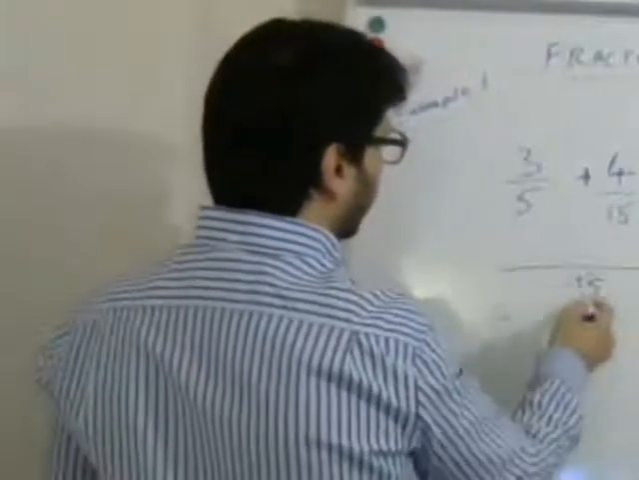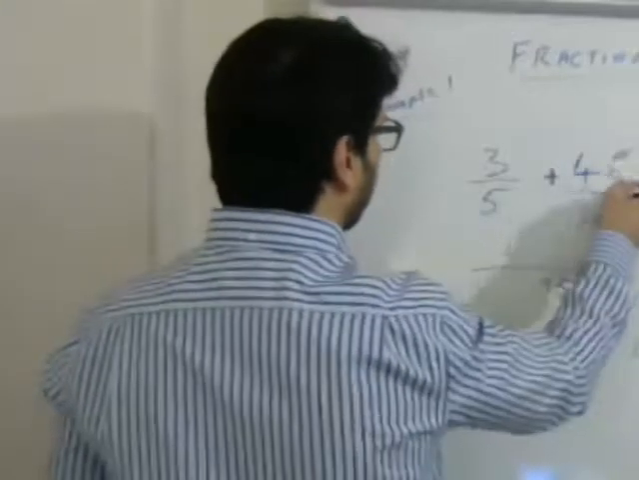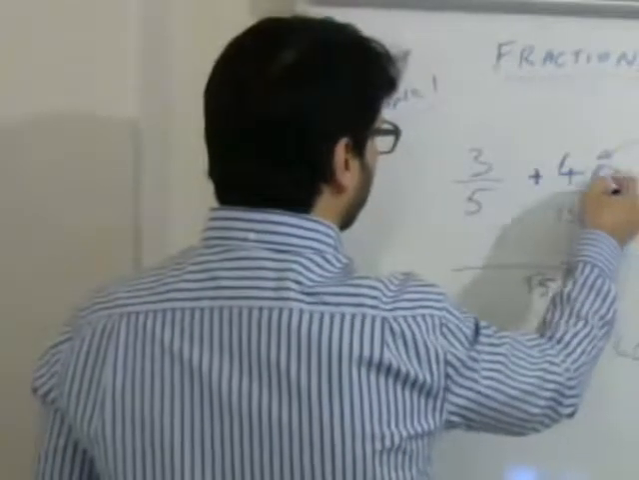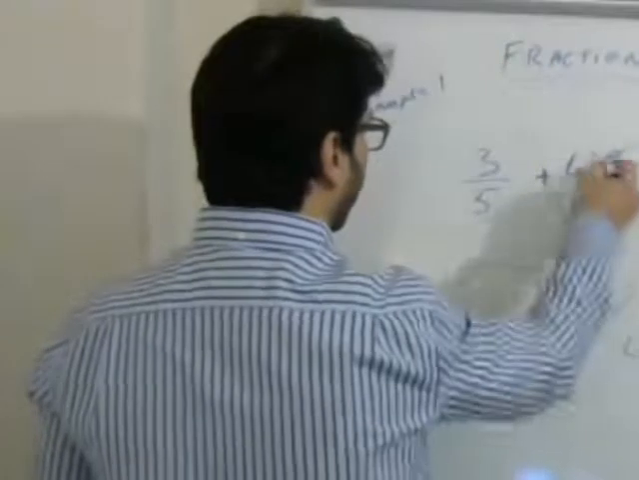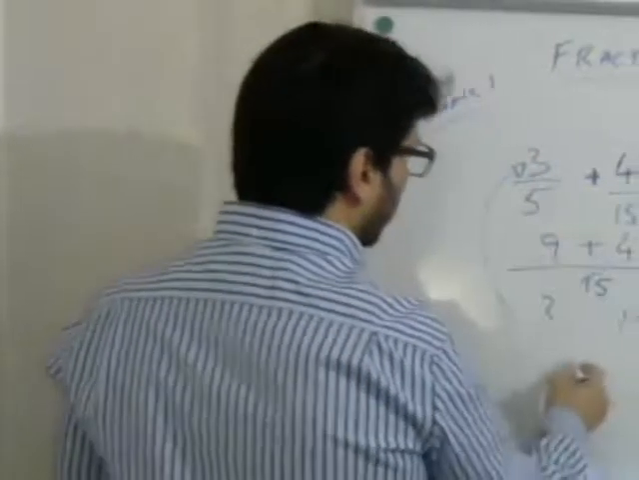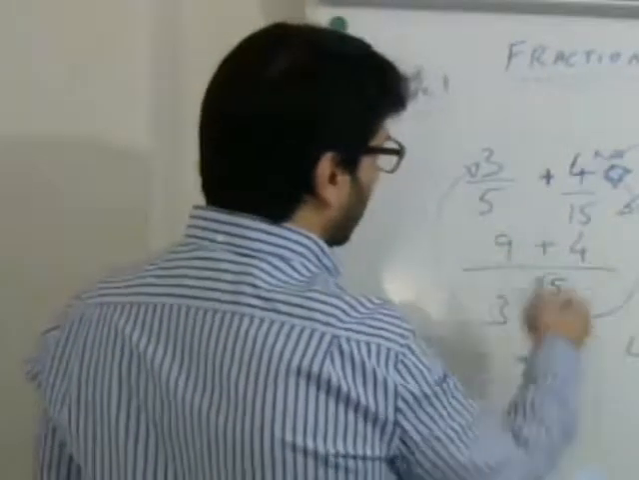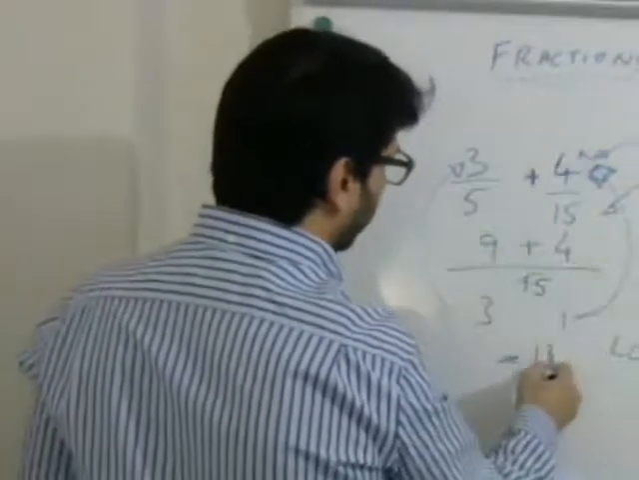Now we can see that the denominator is 15 here, so 15 divided by 15 gives me 1. And then what I need to do is multiply by 4, and that gives me 4 here. Then I put a plus sign here. For the next stage, 15 divided by 5 is 3, and then 3 times 3 gives me 9. So now I have my answer as 9 plus 4, which is 13 over 15.